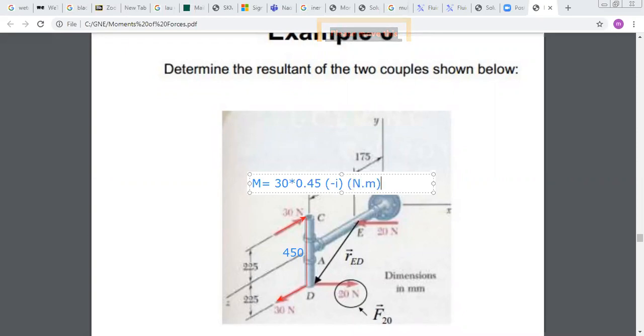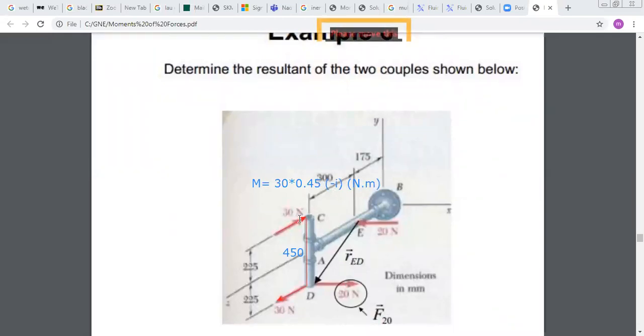Now, we will see that the second couple is a little bit more tricky. If you take the second couple, you have two forces of 20 Newton that are parallel to x-axis, but these two forces are not in a known plane. It's not xy or xz or yz. No, you have a certain inclination. Why? Because if you look at vector ED, it's an inclined vector. It has components along y and z.